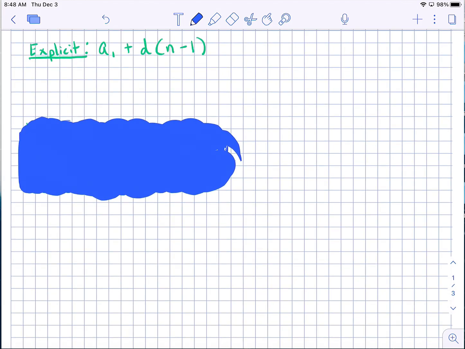So it's a of 1 plus d times n minus 1. You see some of the same things you just saw, right? A of 1 means the first term. D is still the common difference, same thing as it was before. And then here we have an n. That's not a little n, that's a big n minus 1. So n stands for the number of the term you want to find. If I want to find the 12th term, I would just plug 12 in for n once I fill in the other stuff in my equation.